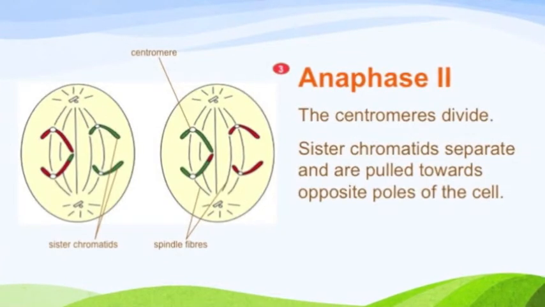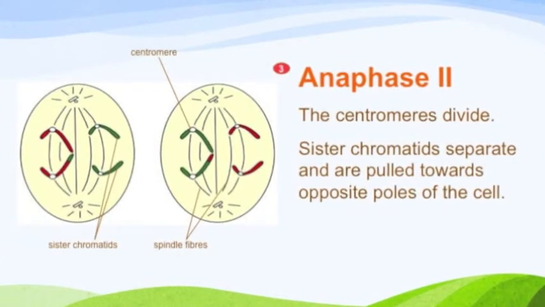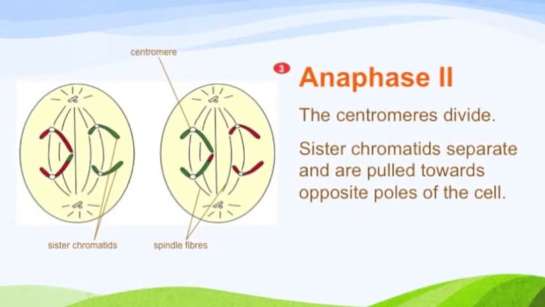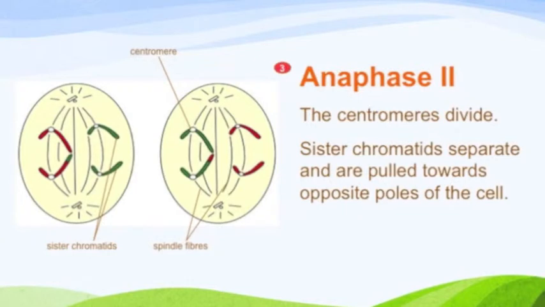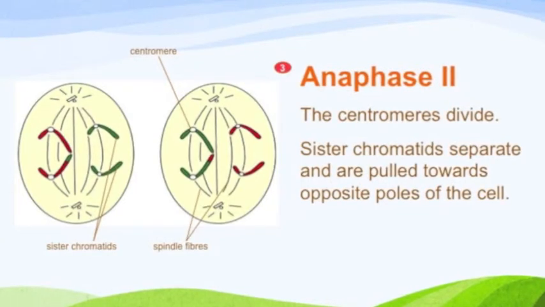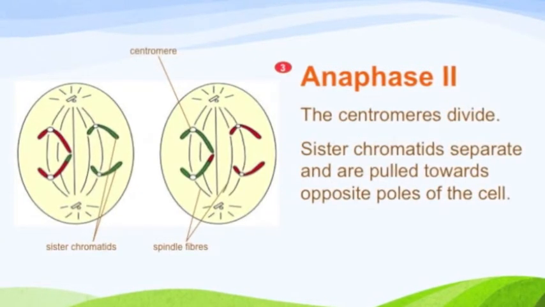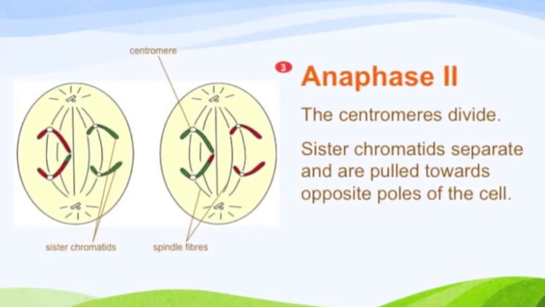This is Anaphase II. In Anaphase II, the centromeres divide. If you look at the diagram, you will see that the sister chromatids are actually separated when they are being pulled towards the opposite poles of the cell.